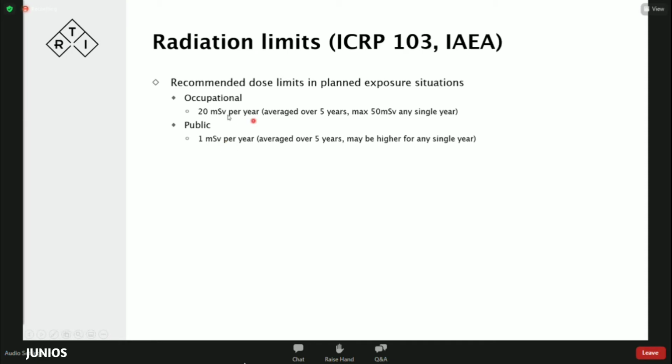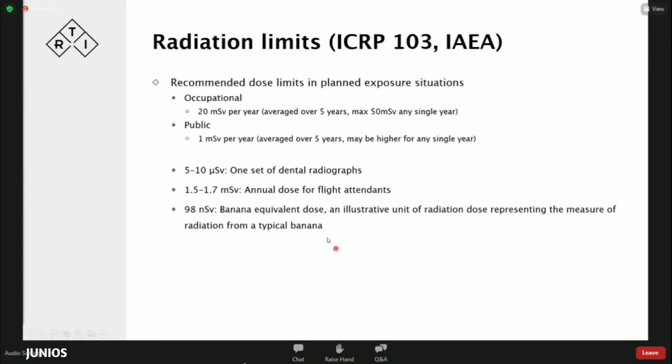For occupational exposure, we are permitted, I say we because I'm also a medical physicist and have been wearing a badge myself when working in the hospital before, 20 millisievert per year, with a maximum of 50 millisievert in any single year. But then again, if you average the exposure over 5 years, you shouldn't be exceeding 20 millisievert per year. So just to put these values in context, let's look into these three comparisons.